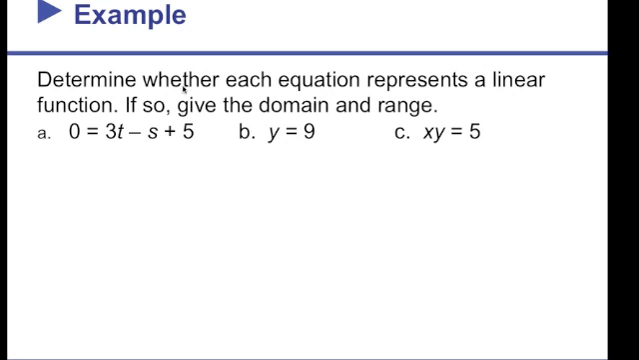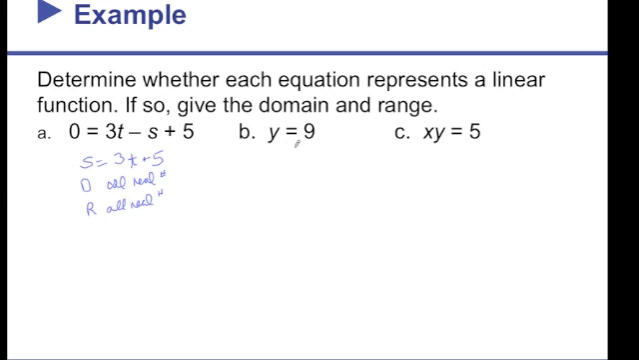So we need to determine if these equations represent a linear function or not, and if so, find the domain and range. Now the first one, if we moved s to the other side by adding an s to each side, s = 3t + 5, that would be linear, and the domain will be all real numbers. And the range would also be all real numbers.